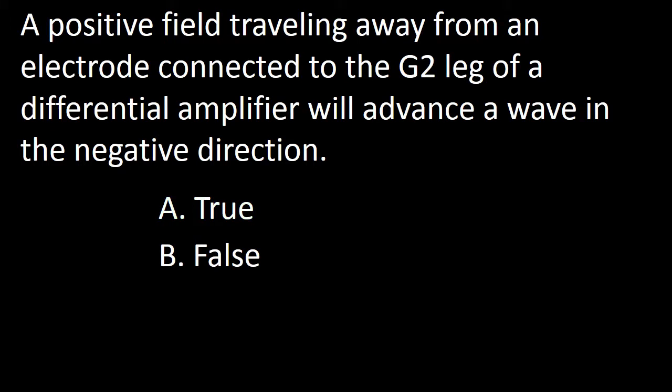Next question. A positive field traveling away from an electrode connected to the G2 leg of a differential amplifier will advance a wave in the negative direction.